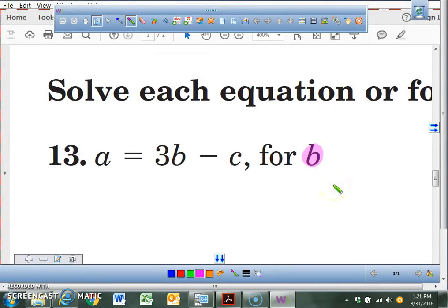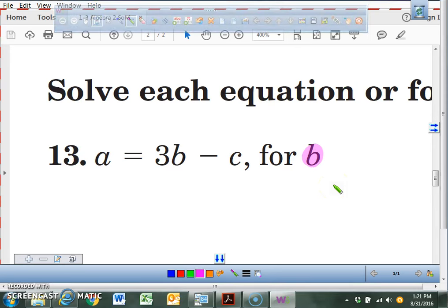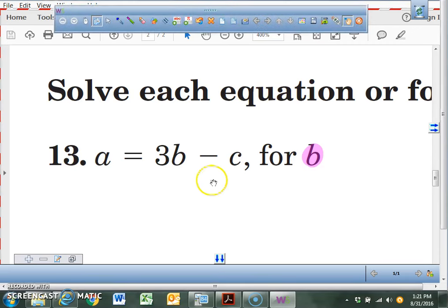All right? Now, this problem would be really easy if I said, solve the problem for A. I want you to know what A is equal to. If I said, what is A equal to, you would say, 3B minus C. That would be the answer for A.